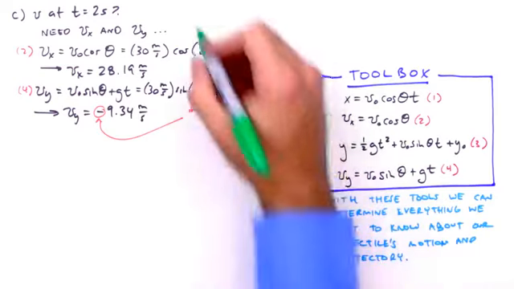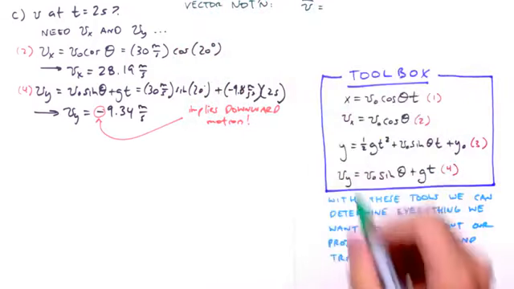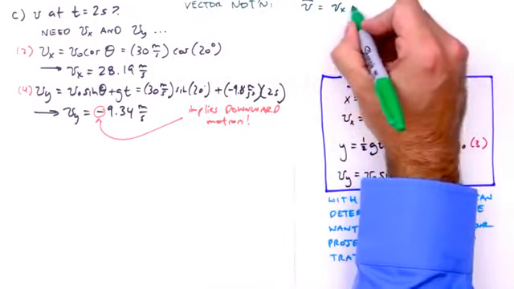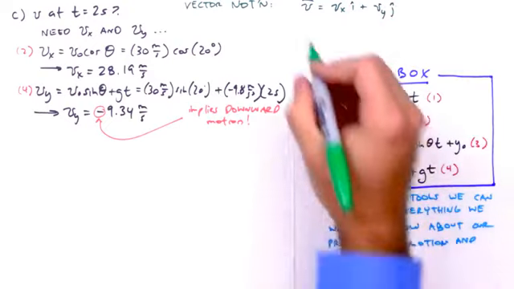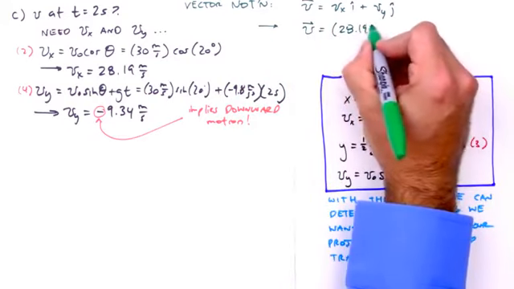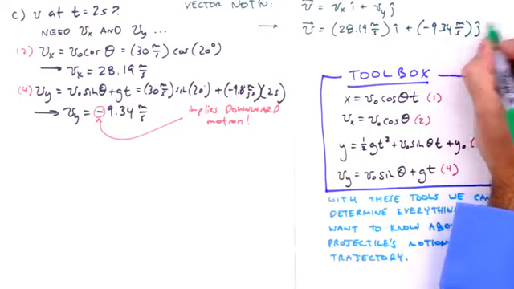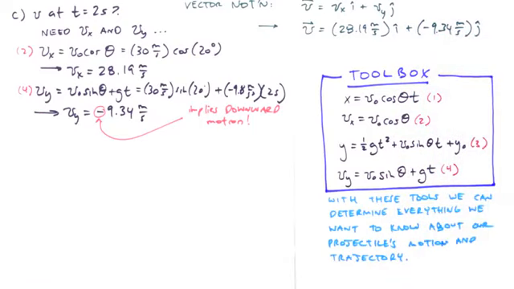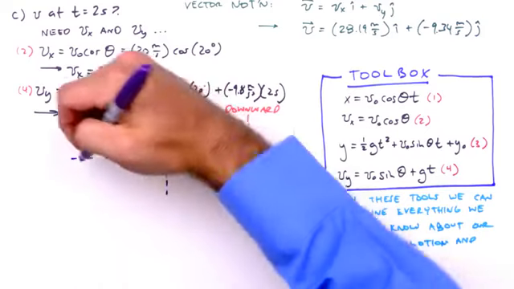Now at this point we could write our solution in vector notation, where the velocity vector is equal to the magnitude of the velocity's x component times the unit vector i hat, plus the magnitude of the velocity's y component times the unit vector j hat. That will give us the solution v equals 28.19 meters per second i hat plus negative 9.34 meters per second j hat, which is fine and dandy. But let's go ahead and determine the magnitude and direction of this velocity vector.